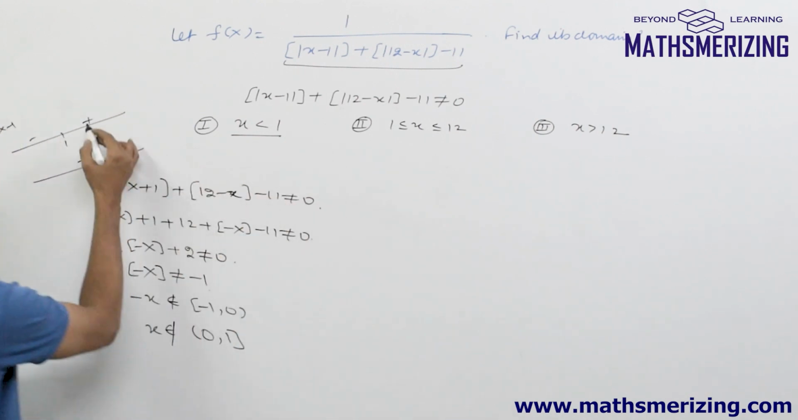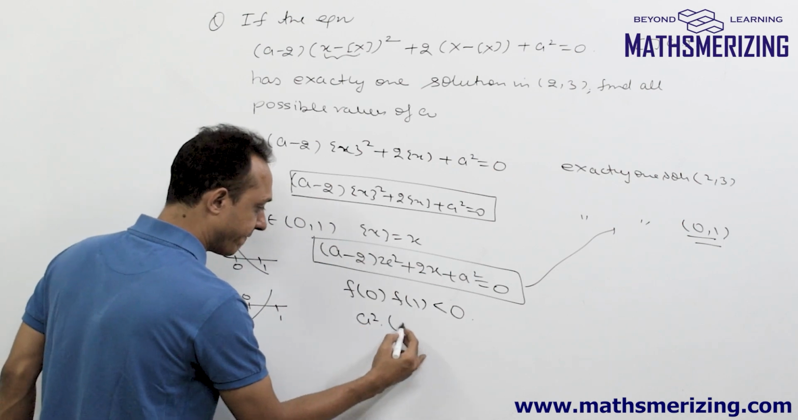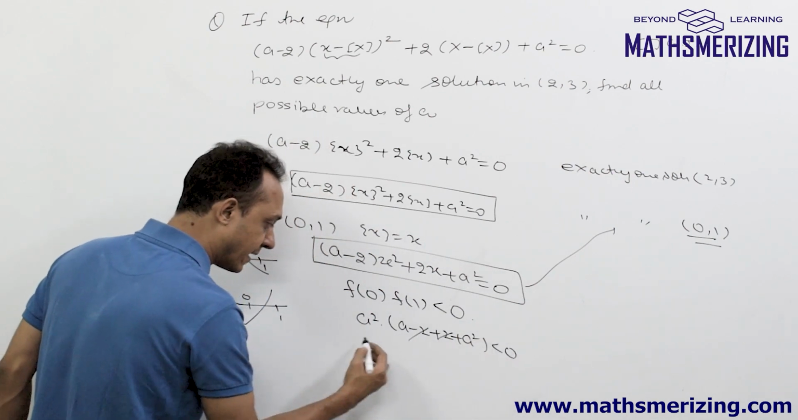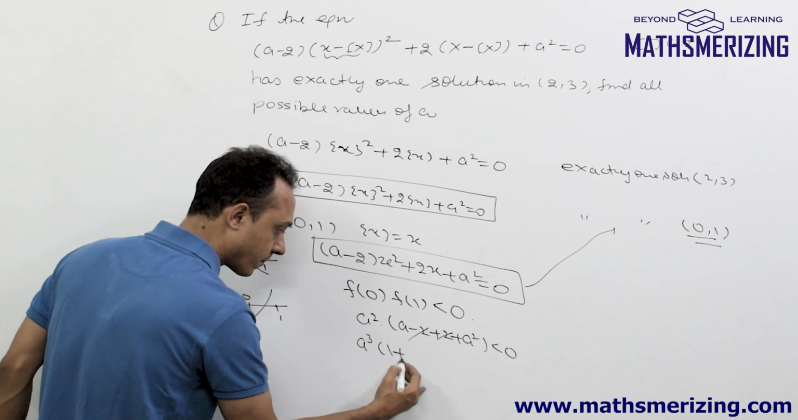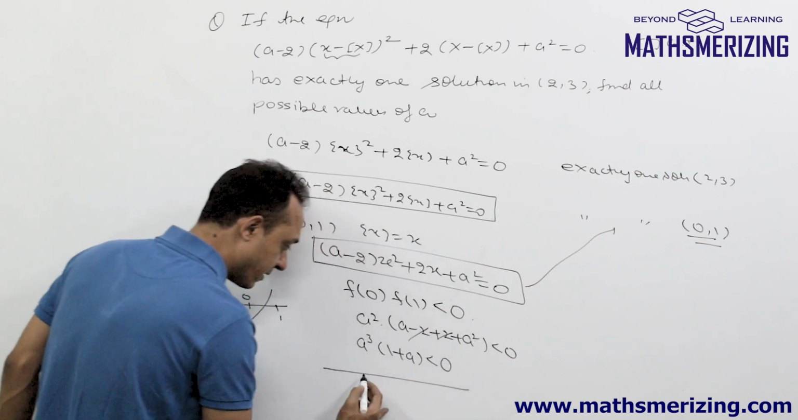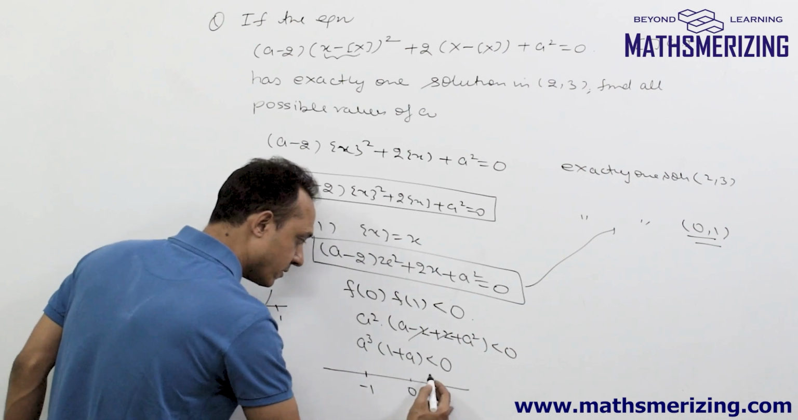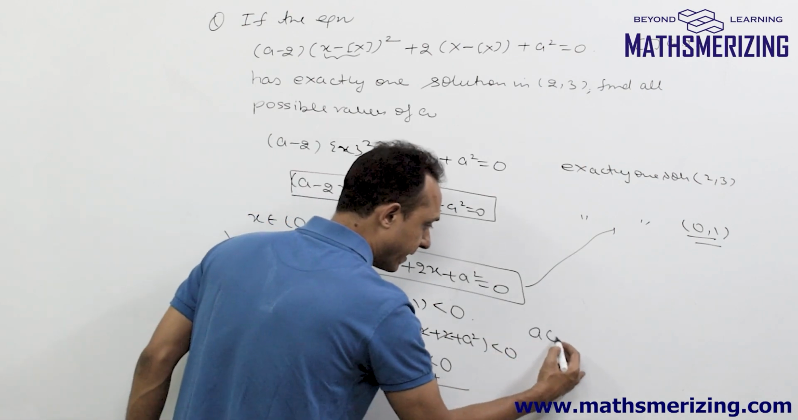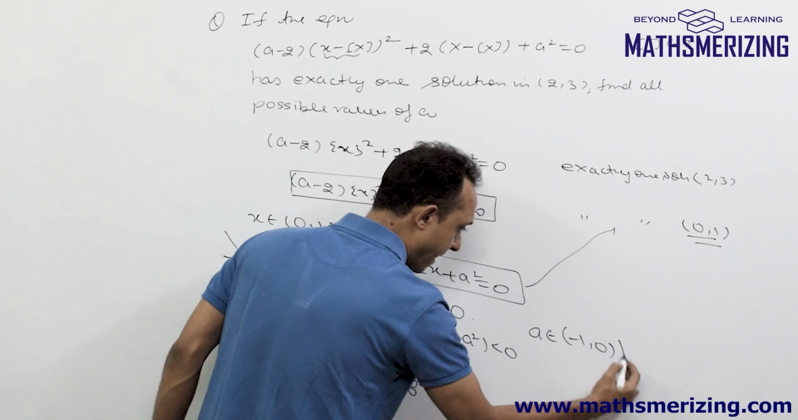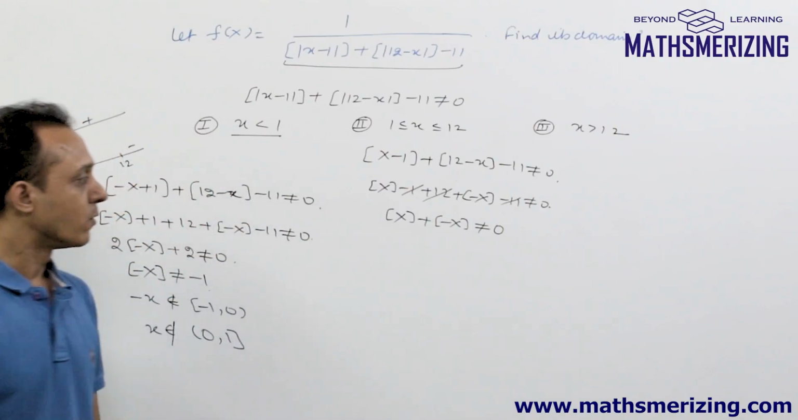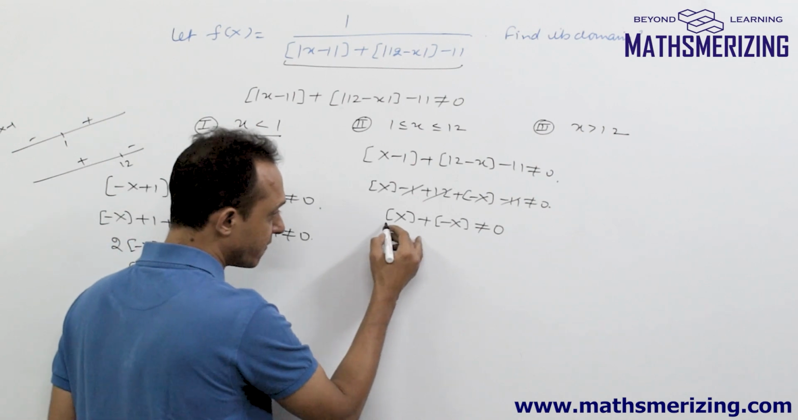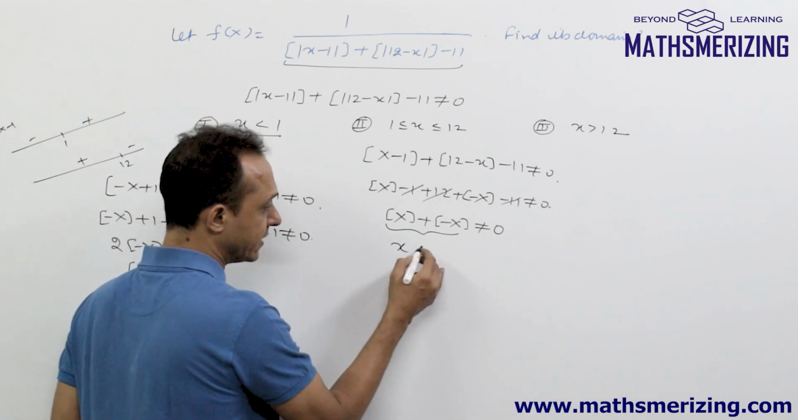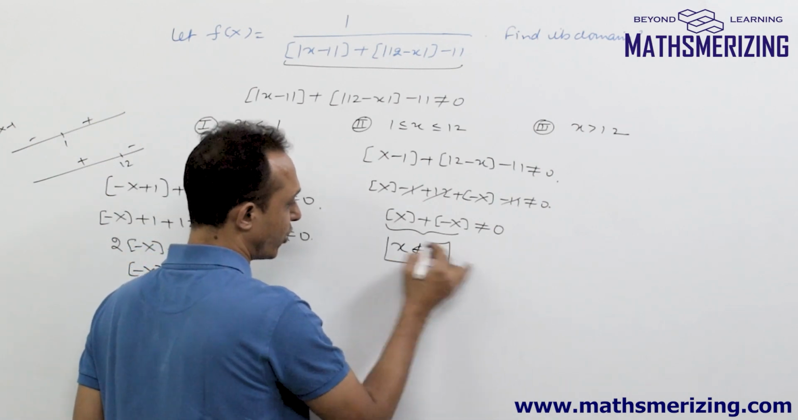Now in the second case, both of them are positive. So I'll write greatest integer function of x minus 1 plus greatest integer function of 12 minus x minus 11 is unequal to 0. So here I'll get greatest integer function of x minus 1 plus 12 plus greatest integer function of minus x minus 11 is unequal to 0. So here 11 and 11 will cancel. So I'll get greatest integer function of x plus greatest integer function of minus x should not be equal to 0. I know that greatest integer function of x plus greatest integer function of minus x is 0 when x is an integer, and it is non-zero when x is not an integer. So that means the value of x should not be an integer.